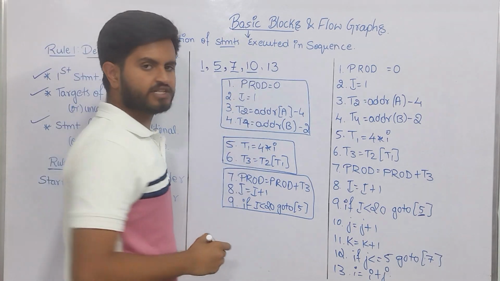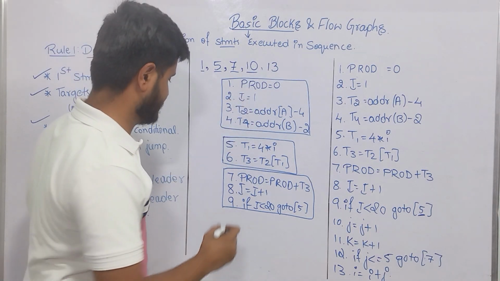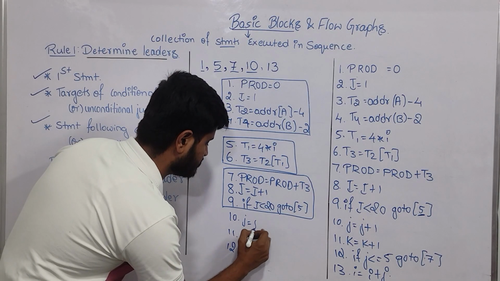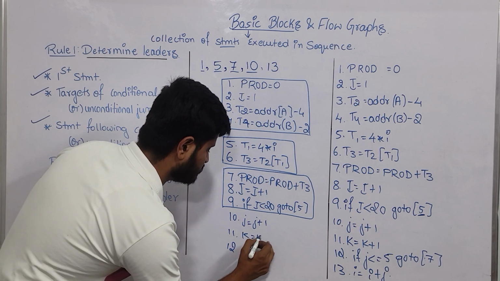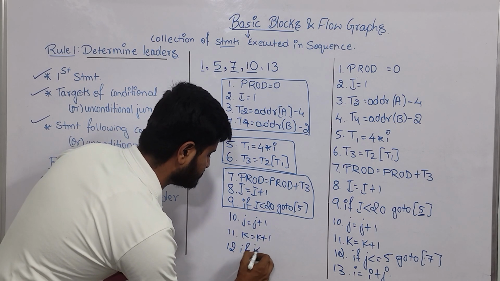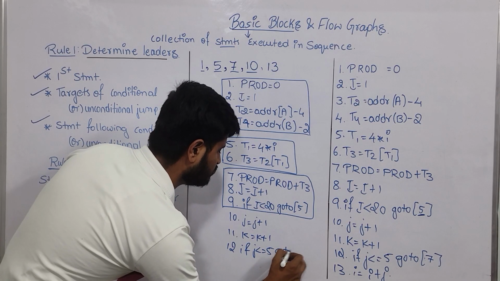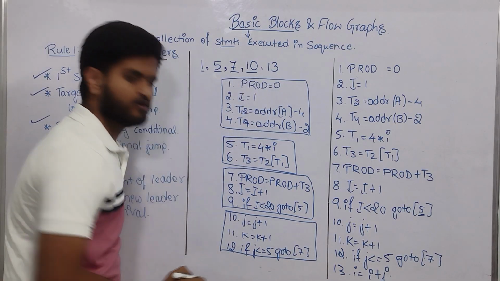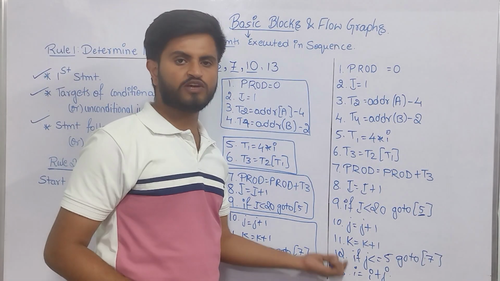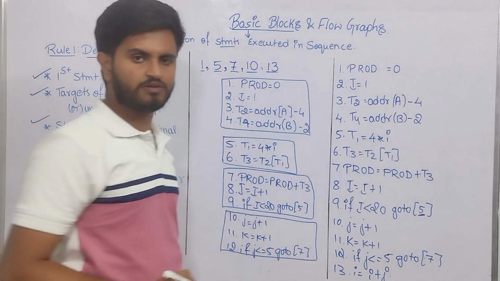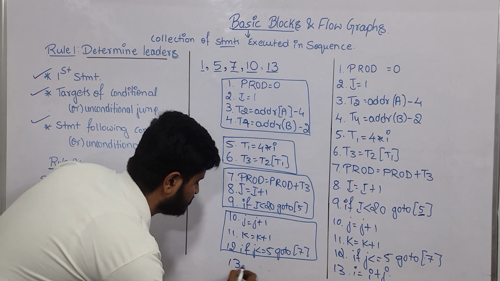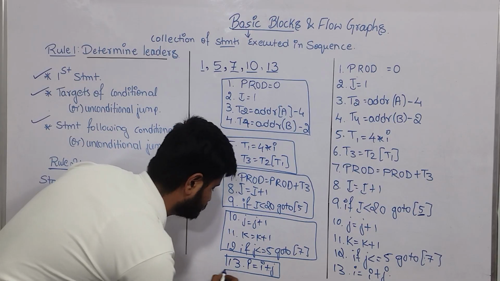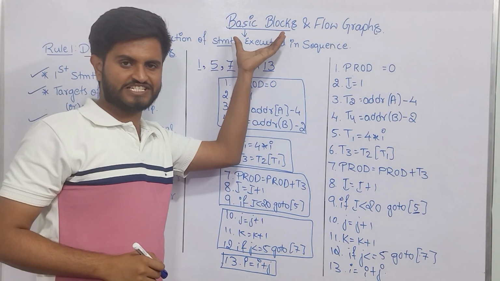Next, from 10 you must start up to 12, because 13 is my new leader. So 10, 11 and 12. The 10th statement is J is equal to J plus 1, K is equal to K plus 1, next if J less than or equal to 5, go to the 7th instruction. This will act as another basic block. Next we are left with only one instruction, the 13th one, which is the leader, and only one is there. So this will be in a separate basic block. Now basic block construction is over.